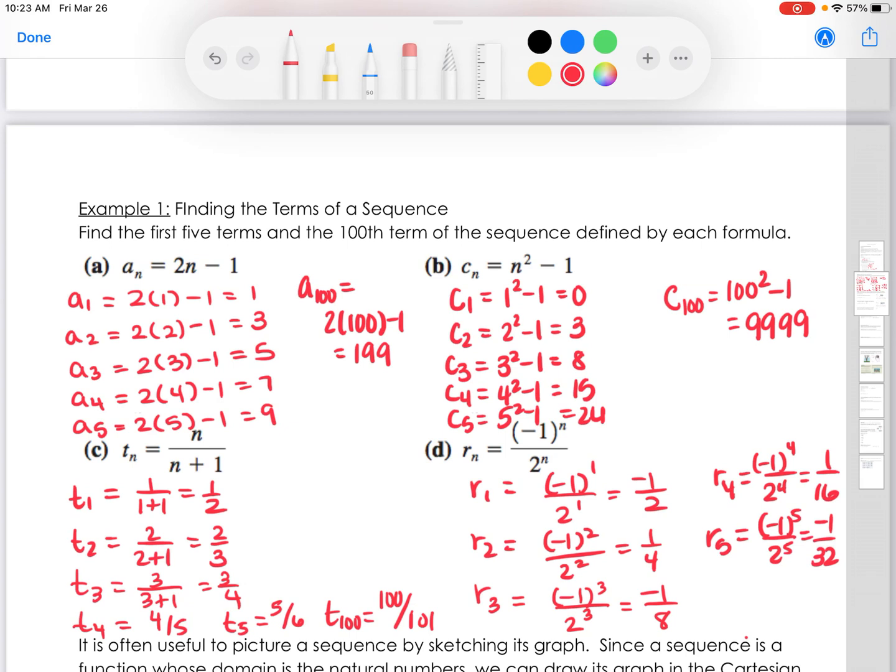Notice we bounced back and forth between the pluses and the minuses here. And then R sub 100 is going to give us -1 to the 100th over 2 to the 100th. It's going to be a nice big number, positive on top because that's an even exponent, and we'll just leave it as 2 to the 100. We'll run out of space if we actually multiply it out.